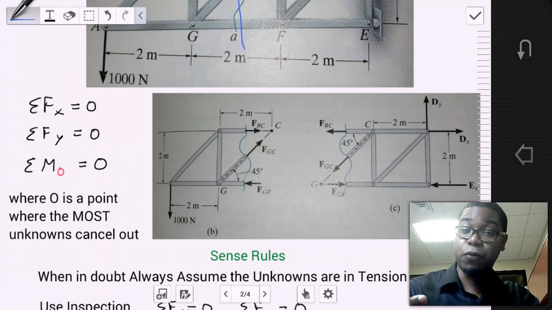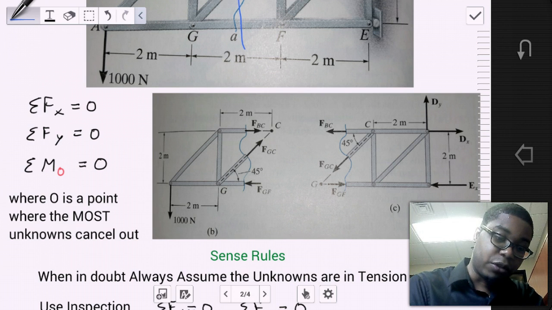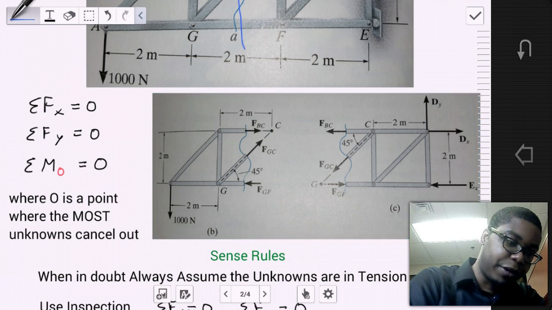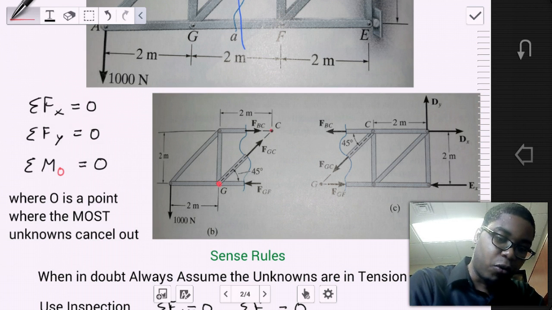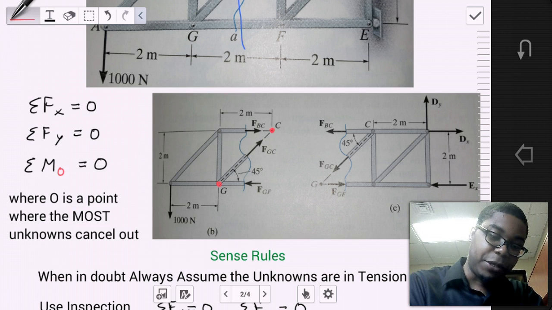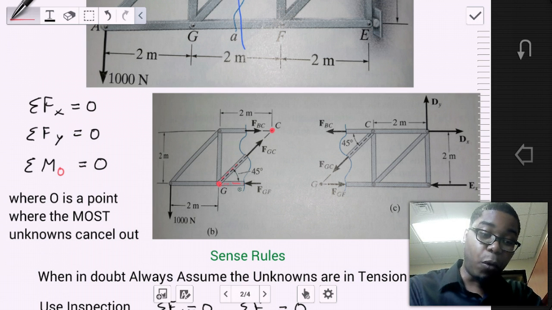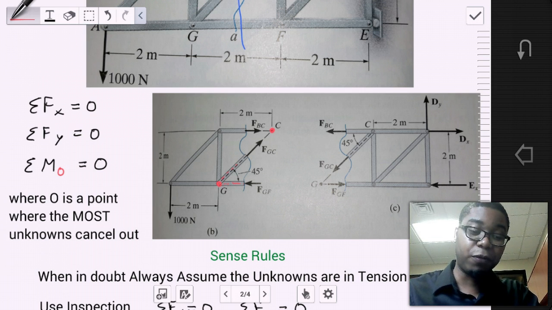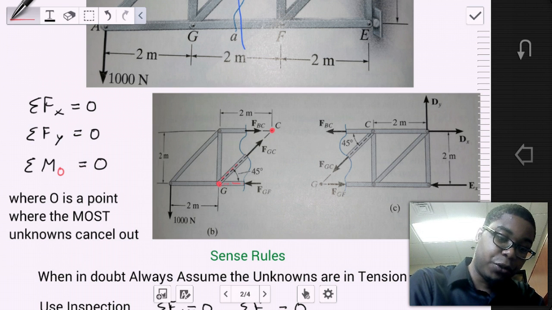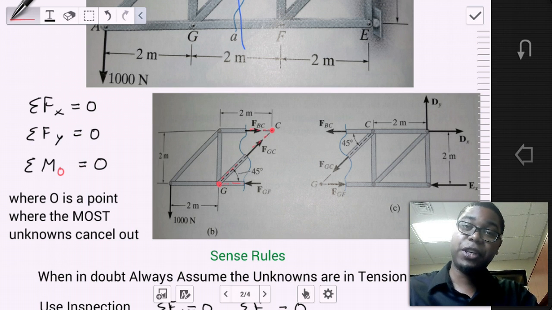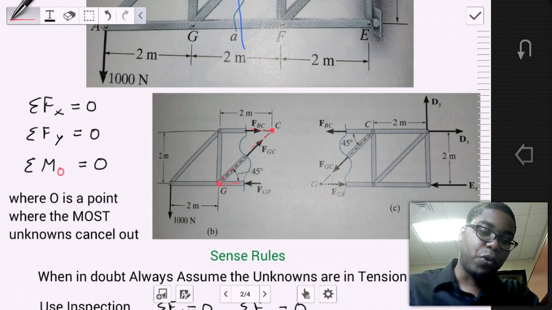Meaning most of those internal forces that we don't know cancel out. So for instance, for the left-hand side of this problem, I would choose point O to be either G or C. I would do that because the lines of action of two of the unknown internal forces go through G, as well as the lines of action of two of the internal forces go through point C. So either of those points would simplify our determination of the unknowns.